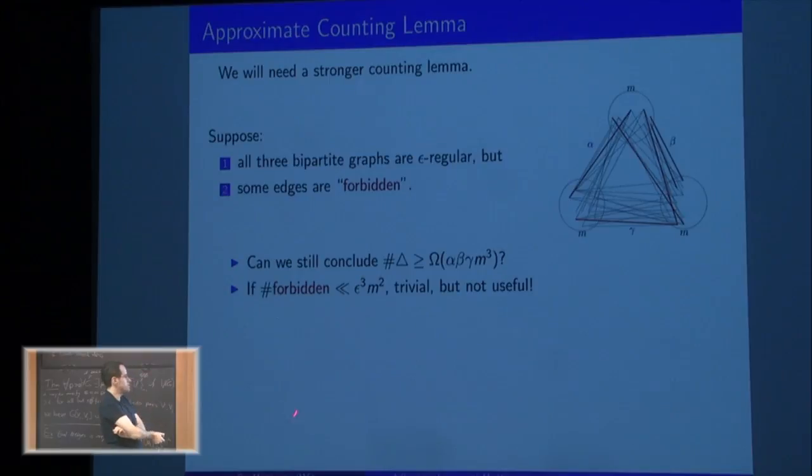So obviously the answer is yes if the number of forbidden edges is very, very small. Why? Because if the number of forbidden edges is epsilon cubed m squared, then how many triangles use one of the forbidden edges? At most m times that, right? So that would be m cubed.